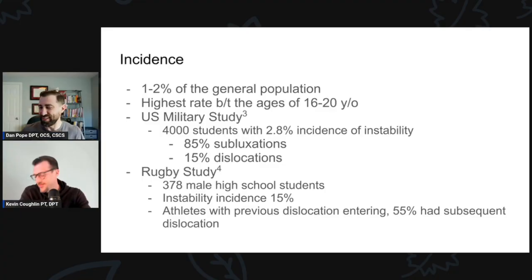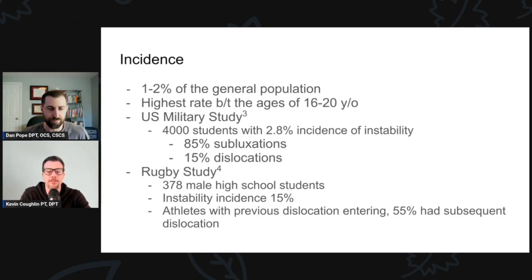Yeah. So just a little bit about the incidence, how frequently is this happening? What I was reading, about 1 to 2% of the general population will experience shoulder instability. And we see the highest rates in younger folks, so generally between the ages of 16 and 20. And I think that could be for a few reasons that we'll get to eventually.